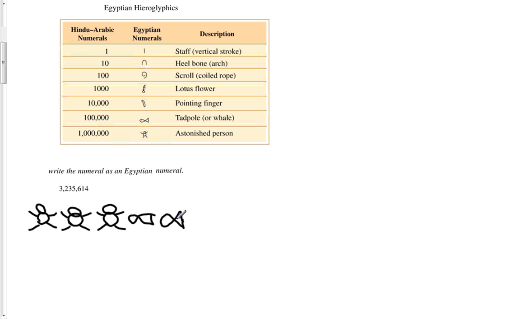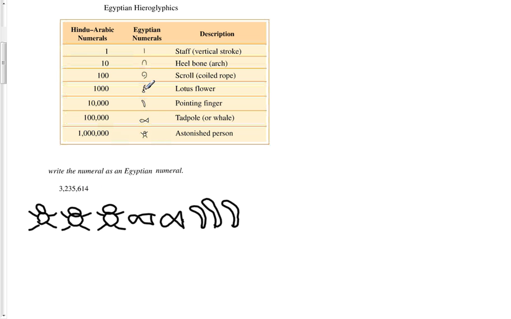So I have 2 tadpoles, which is 200,000. Here I have a 30,000. So 10,000, I'm going to make 3 pointing fingers to represent 30,000. One, two, three. 3 pointing fingers to represent the 30,000. Then I have 5,000.